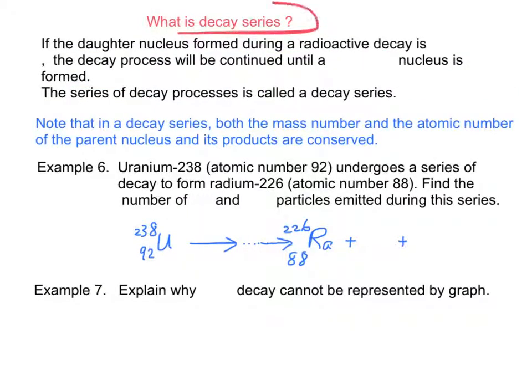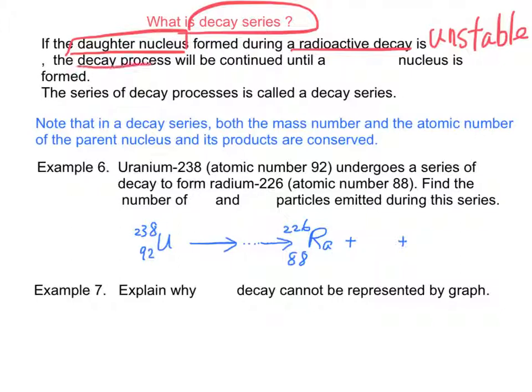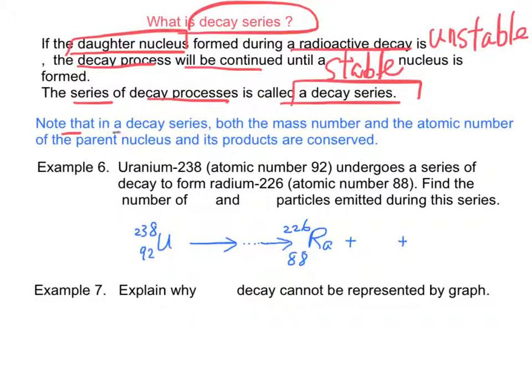What is a decay series? If the daughter nucleus formed during a radioactive decay is also unstable, then the decay process will continue until a stable nucleus is formed. The series of decay processes is called a decay series. Note that in a decay series, both the mass number and the atomic number of the parent nucleus and its products are conserved.